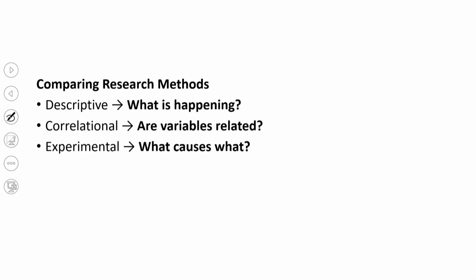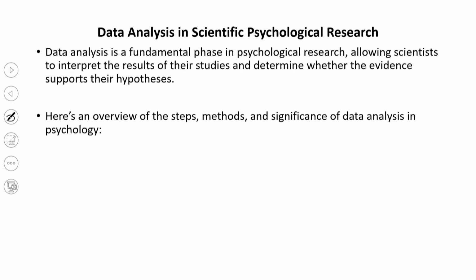So, if you see descriptive research, the main question is what is happening, they will just describe it. Correlational: are variables related to each other, what is the relationship, what is the strength of the relationship. Experimental: what causes what, what are the causes behind it. So, these are the things that are focused on in each of these research methods.